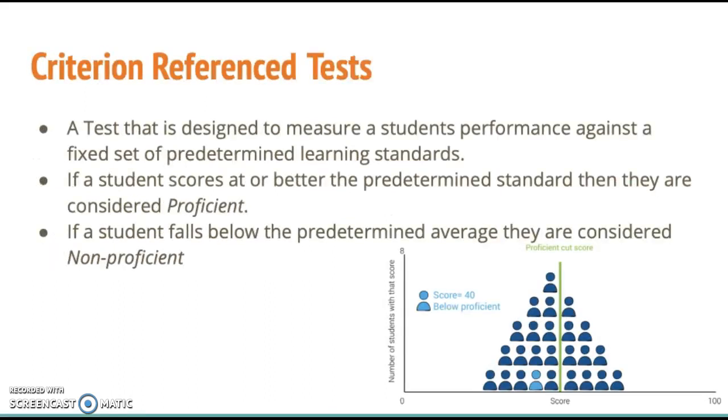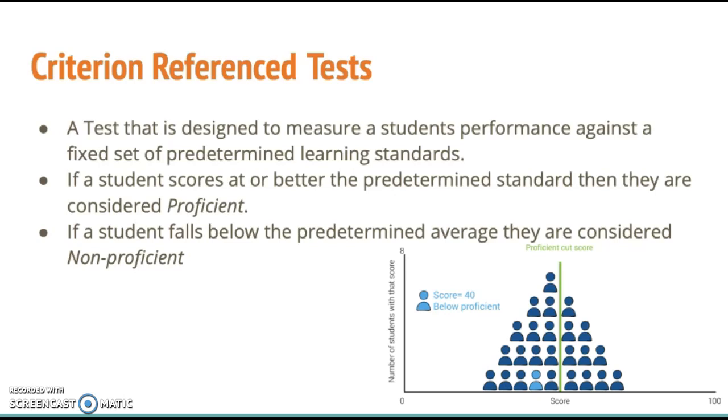To start off, we're going to talk about what a criterion referenced test is. A criterion referenced test is a test that is designed to measure a student's performance against a fixed set of predetermined learning standards. If a student scores at or better than the predetermined standard, then they are considered proficient. If a student falls below the predetermined average, they are considered non-proficient.